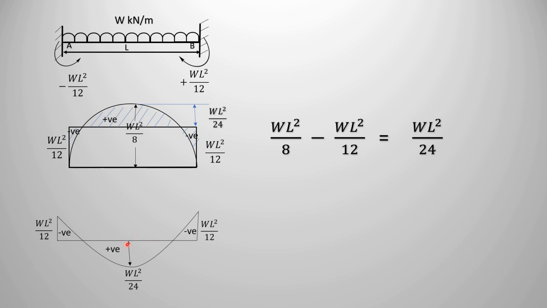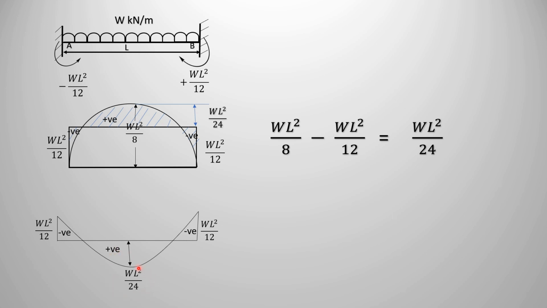Here I have taken sagging as positive and drawn it downwards, and hogging drawn upwards. It is easy for me to analyze where I have to provide the reinforcement. In this case, I will provide the reinforcement at the bottom. And in this case, I have to provide reinforcement at the top. I will provide top reinforcement using the bending moment value of WL square by 12. And for the reinforcement at the midspan, I will use the bending moment value of WL square by 24.